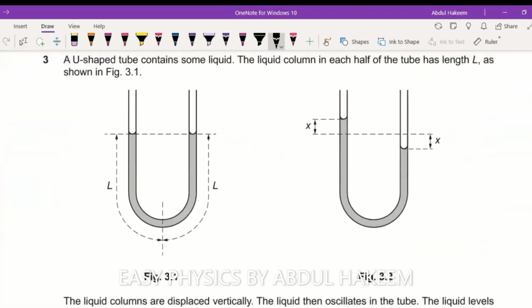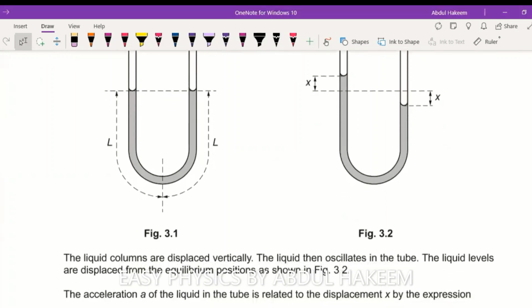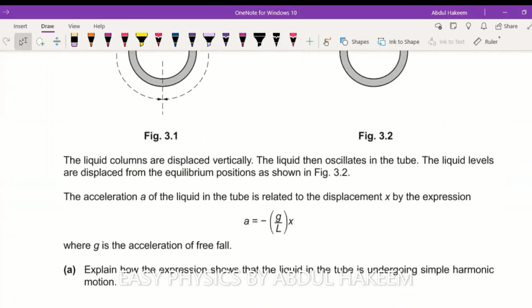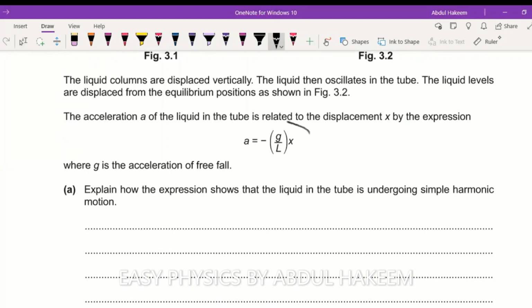And the next question is: a U-shaped tube contains some liquid, the column in each half of the tube is length L. The liquid columns are displaced vertically, the liquid then oscillates in the tube, the liquid levels are displaced from the equilibrium position, and it is executing simple harmonic motion. Where g is the acceleration, explain how the expression shows that the liquid in the tube is undergoing simple harmonic motion. Look, g is constant.